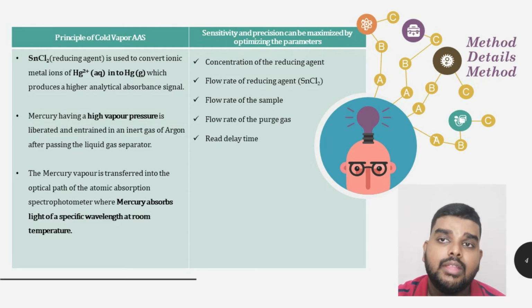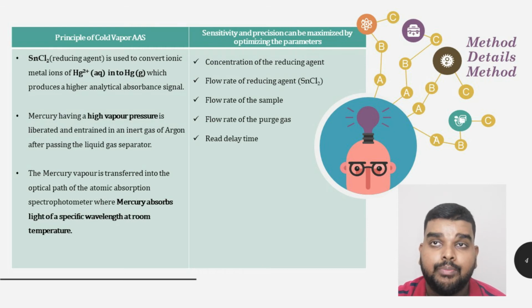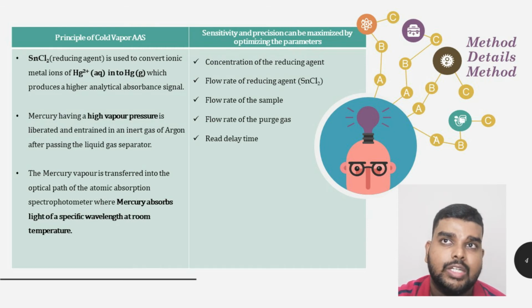So the sensitivity and the precision can be maximized by optimizing the parameters. What are the main parameters to be considered? First is the concentration of the reducing agent. Next is the flow rate of the reducing agent, which is the SnCl2. Next is the flow rate of the sample, the flow rate of the purge gas, and the read delay time.